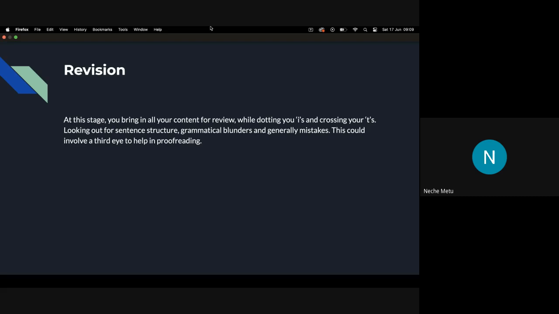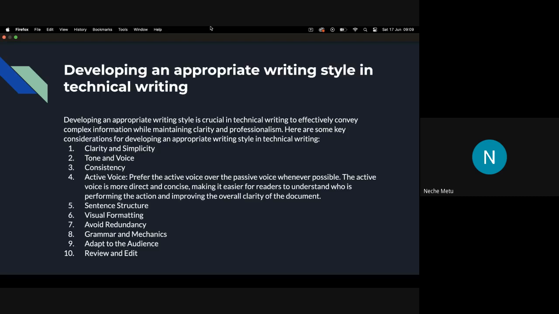So, okay, going over to the next slide, please. We're looking at the next subtopic, which has to do with developing an appropriate writing style in technical writing. It's very crucial, like I said, when I'm talking about the fundamentals. You have to write effectively to convey complex information while maintaining clarity and professionalism. Here are some key considerations for developing an appropriate writing style in technical writing.